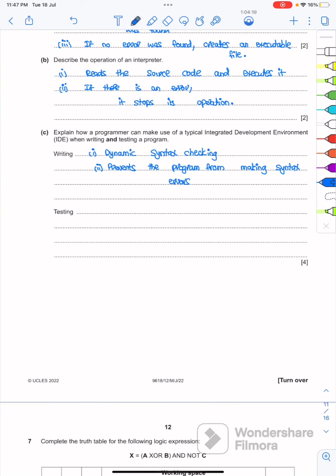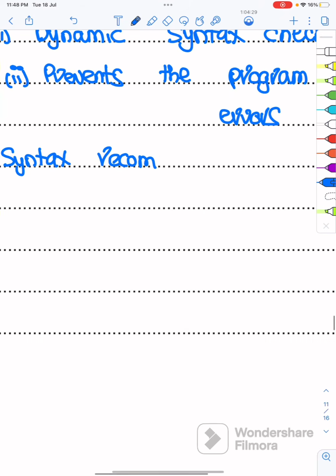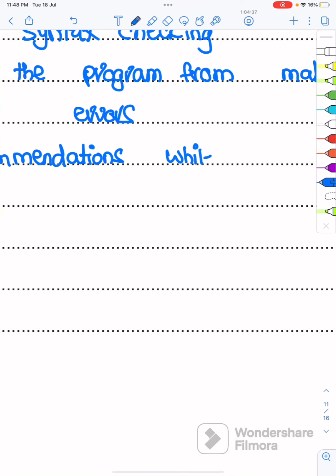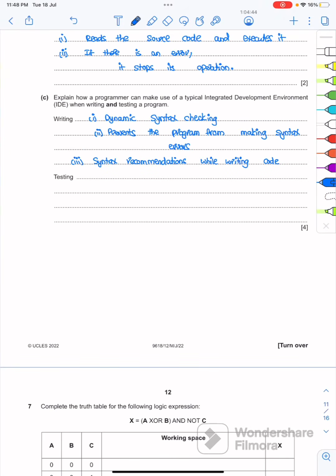And obviously there are also, I'll write additionally here, syntax recommendations that just came to my mind while writing code. I've listed 4 of them. You've got dynamic syntax checking. It uses indentation. It's got pretty coloring, I think that's the term, which colors the different types of variables. It gives you syntax recommendations.